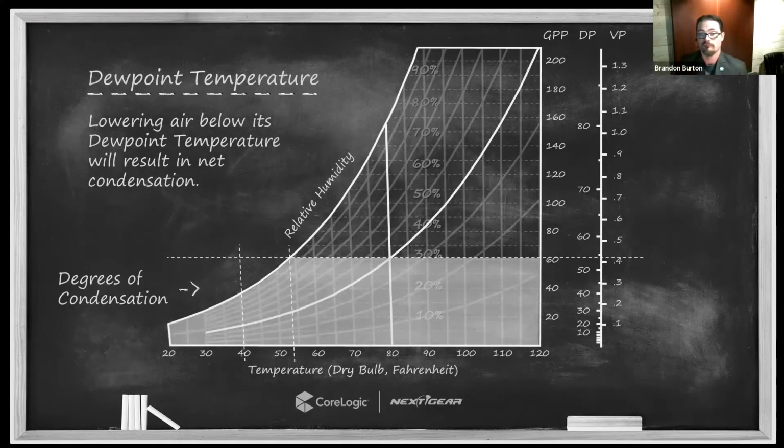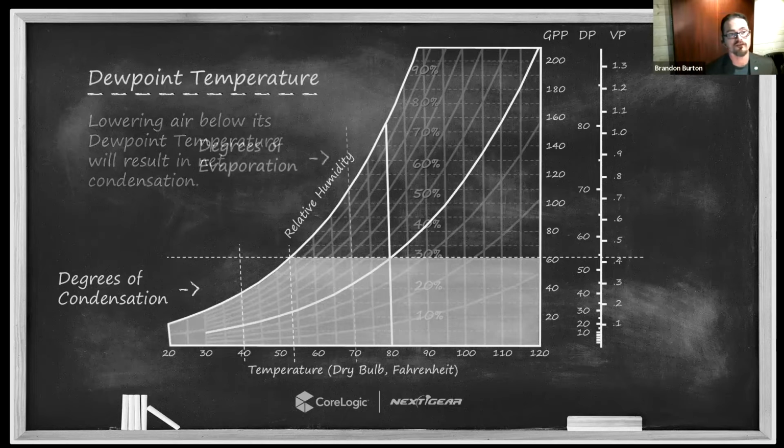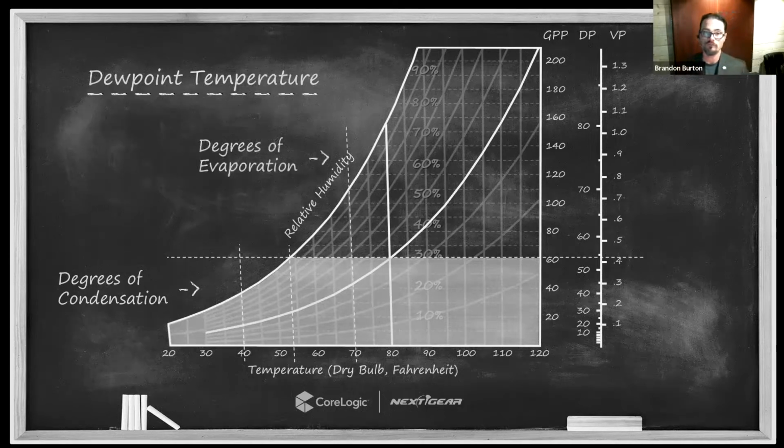Well, the nice thing about physics is that when you do the opposite thing, you get the opposite result. So if being below dew point at the surface drives condensation, guess what being above dew point drives? If my surface is warmer than dew point, then I have the ability for not condensation, but the opposite, evaporation. In fact, the warmer I am above dew point, the more evaporation I can achieve. This region of the chart is referred to as the degrees of evaporation.